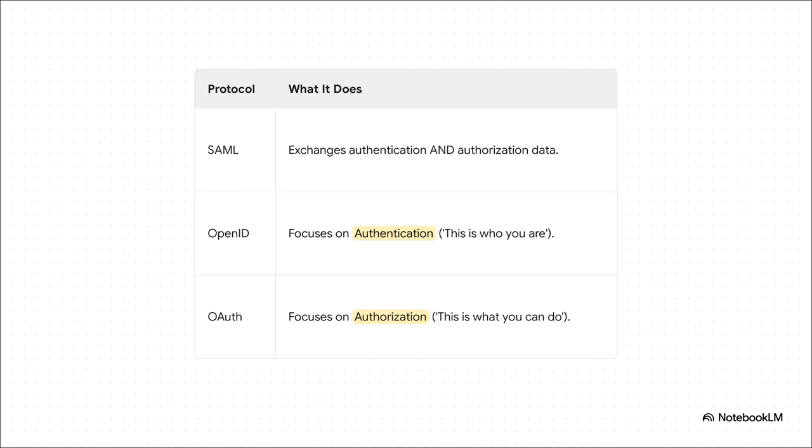But once you're inside, OAuth is the one that says, hey, is it okay if this app accesses your photos on our behalf? It's all about permission. It answers the question, what is this app allowed to do for you? Together, they make that seamless sign-in experience possible.